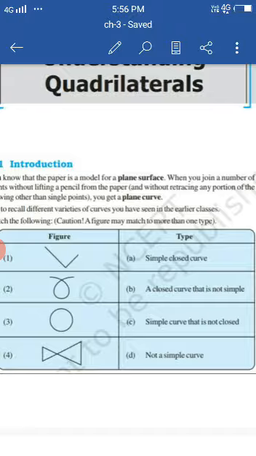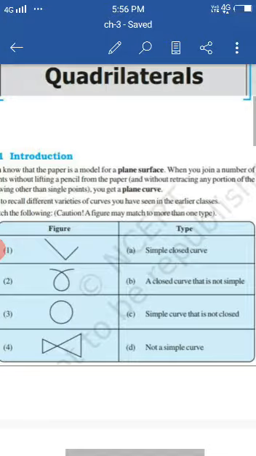Now the third one is a simple and closed curve. Fourth one again is a closed curve that is not simple. So the first one is a simple curve that is not closed. The second one is not a simple curve. The third one is a simple closed curve. And the fourth one is a closed curve that is not simple.